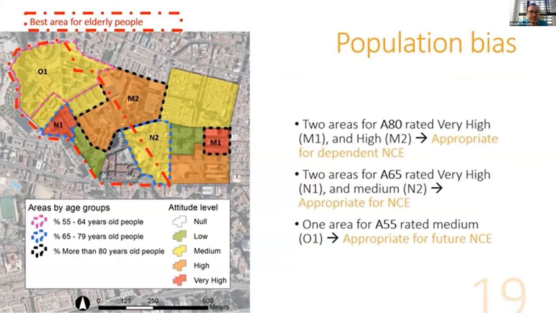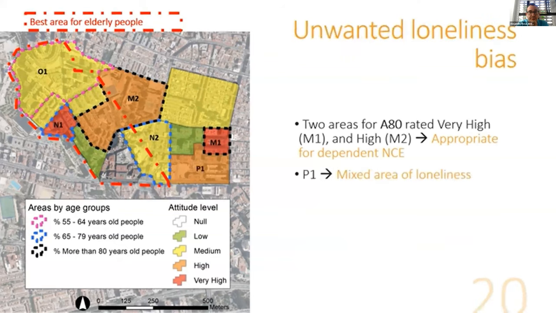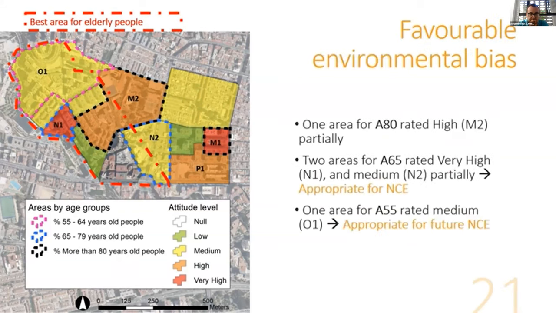Population bias. If we apply the population bias, we find two areas for A80 rated very high and higher, two areas with A65 rated very high and medium, and one area for A55 rated medium. Unwanted loneliness bias. However, if the bias is fundamentally people living in unwanted loneliness, then the sectors with potentially greater needs could be M1 and M2, which are dominated by the highest percentages of the A80 population and are therefore more prone to dependency, and P1, being a mixed sector, would be potentially more suitable. If the bias is toward favorable environmental conditions, then the best area for the cooperative would correspond to the red sector within the area of work, which, in addition to being close to social facilities, health centers, and pharmacies, is located near a large green area.